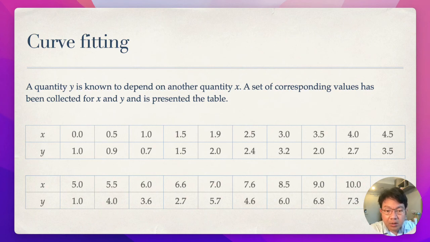Let's say that a quantity y is known to depend on another quantity x. Y depends on x, and a set of corresponding values has been collected for x and y and is presented in this table. You see that once we set x, and once x changes, the output changes. Once input changes, output changes, corresponding to that one. So we see that we have a number of experiments. How many of them do we have?